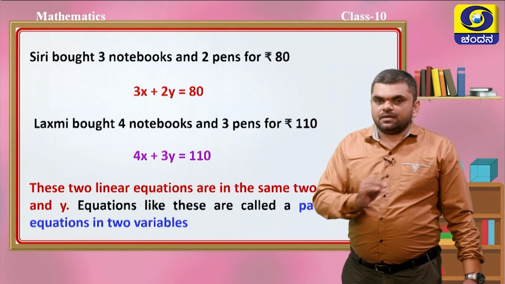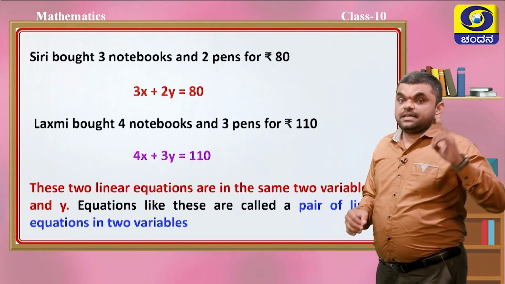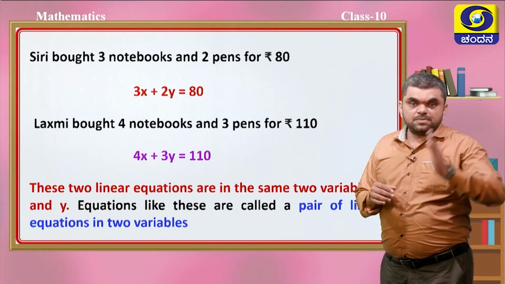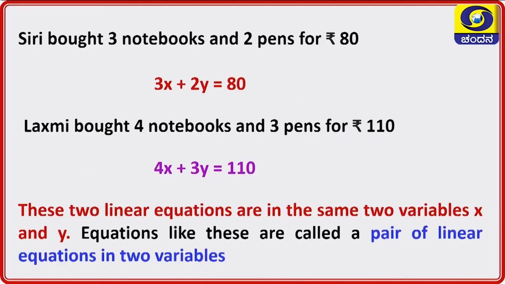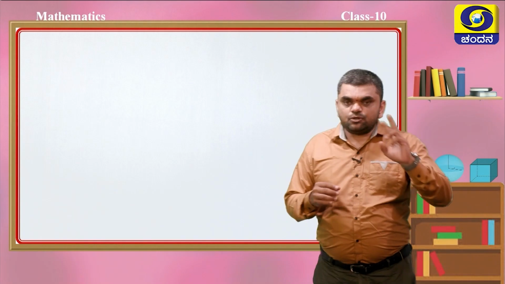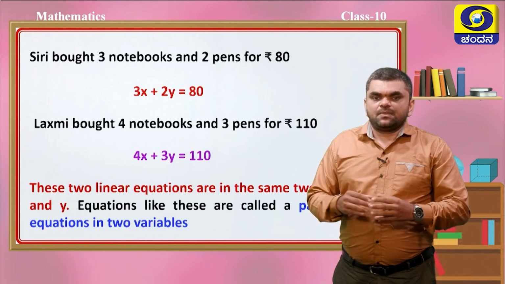Children, observe here. These 2 linear equations are of the same variables, that is x and y. Observe here, 3x plus 2y is equal to 80, whereas 4x plus 3y is equal to 110. Equations like this are called a pair of linear equations in 2 variables. Here which are the 2 variables? x and y are the 2 variables here. Observe, children.